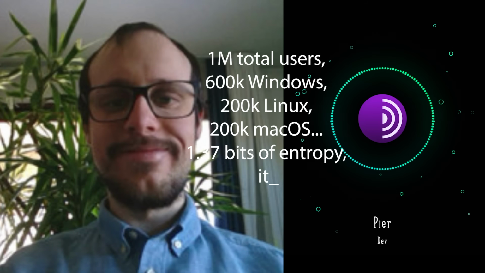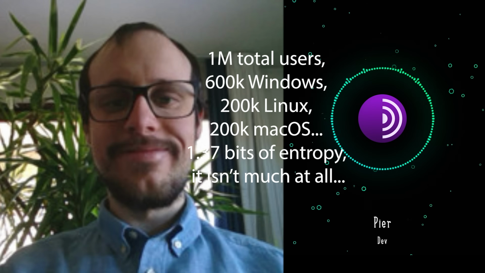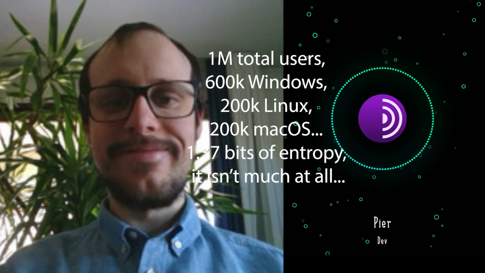They claimed the entropy impact was negligible, where Pierre had said 1 million total users, 600,000 Windows, 200,000 Linux, 200,000 macOS, 1.37 bits of entropy. It isn't much at all. But that doesn't make sense because it assumes that all users are part of this simple kind of split, right? 60% Windows, 20% Linux, 20% macOS. And that gives you 3 groups, which means roughly 1.58 bits of entropy, or in Pierre's estimate, 1.37 bits.